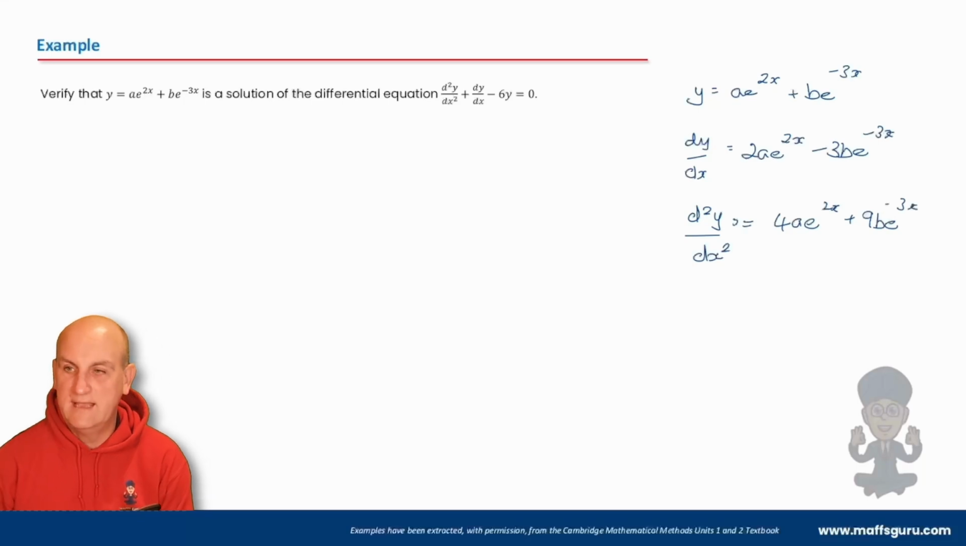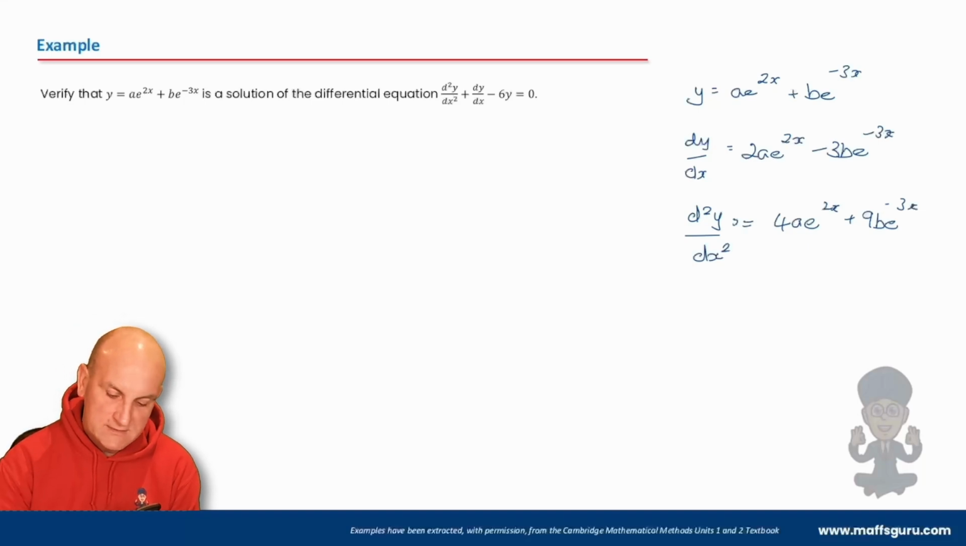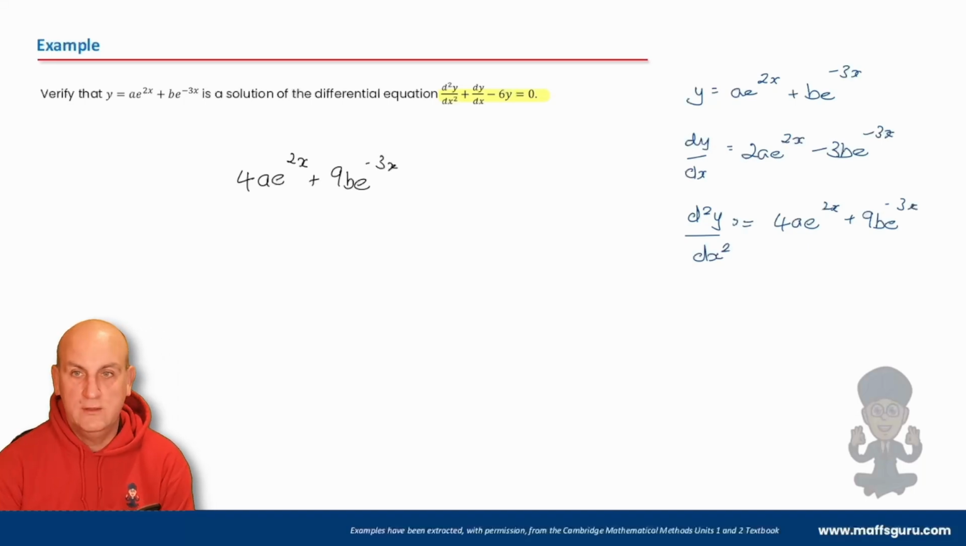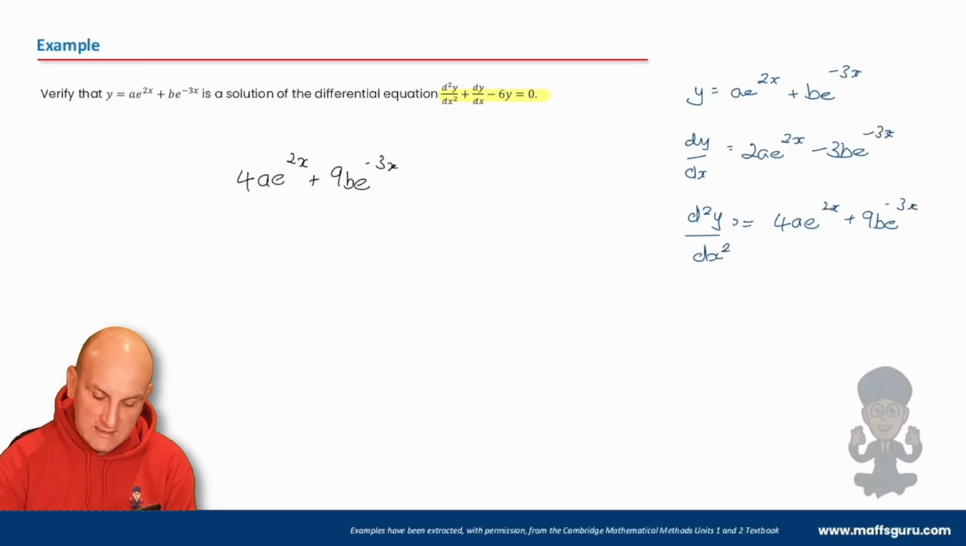Now again, that one there is interesting. There's lots of positives and negatives and all sorts of stuff going around. So let's see if we can, in fact, now work out what this is. So we've got d squared y by dx squared. So all I'm doing now is substituting into that equation there to see if we do, in fact, get the answers we're expecting. Change my pen color. Right, 4ae to the 2x plus 9be to the minus 3x. That's d squared y by dx squared. I'm going to add a dy by dx, which is add a 2ae to the 2x minus 3be to the minus 3x.